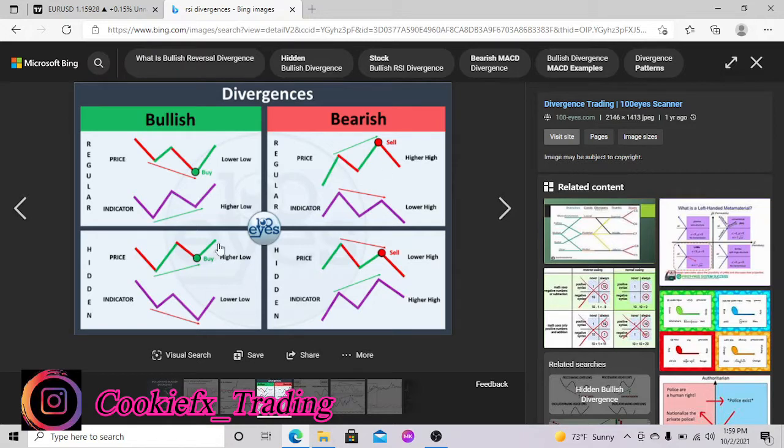First things first, this entire image, you want to write it down and keep it on your computer. The point is you want to have this in your mind, because there's regular divergence for bullish and bearish, and then there's hidden divergence for bullish and bearish. In this video I'm going to teach you how you can use divergences to trade fakeouts. So like I said, pause the video, write this down, and let's get into it.